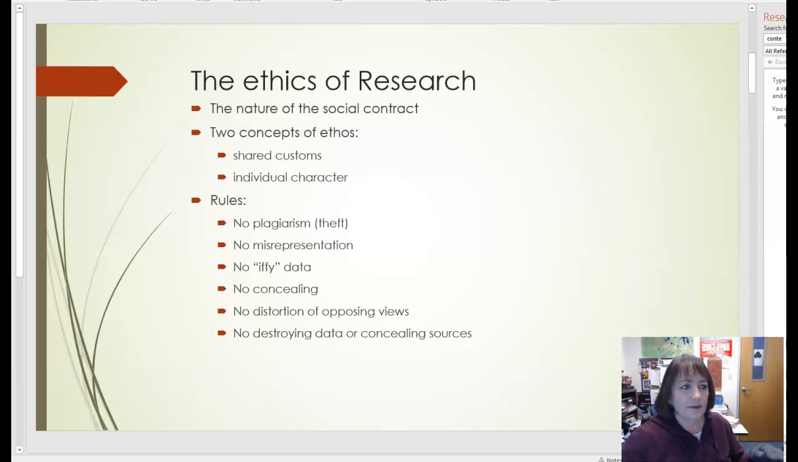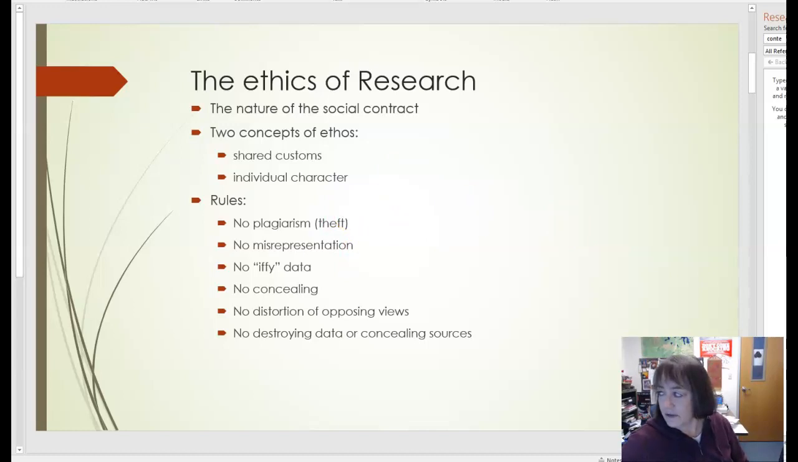I think that if you consider it a pyramid of learning, the no-nos are on the bottom of the pyramid and the yes-yeses are further up. So we have to stick with the rules, and when we're teaching students, we have to stick with the rules. But later on, I hope that we can grow into researchers who also embrace the nature of the social contract. So the rules, of course, are no plagiarism.